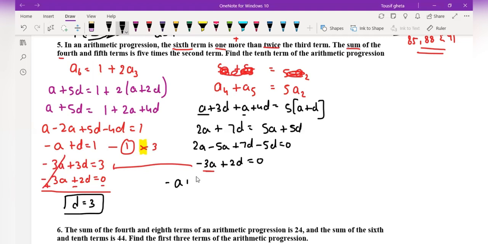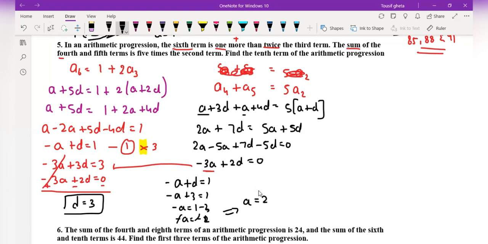Minus A plus D is equal to 1. Minus A plus 3 is equal to 1. Minus A is equal to 1 minus 3. Minus A is equal to minus 2. Minus minus cancel. Sorry, it is 3, so I'll be getting minus 2. So A is equal to 2.